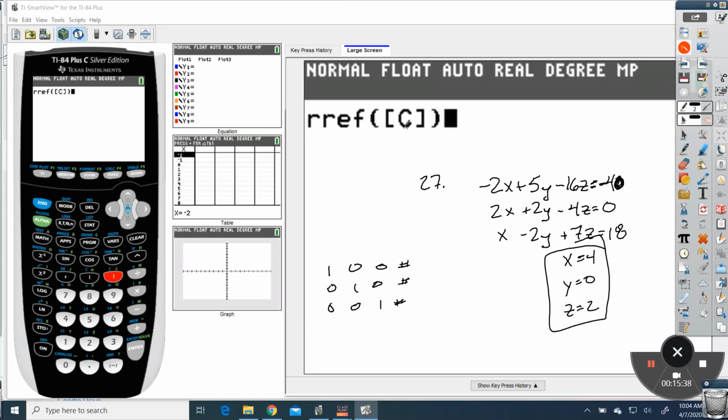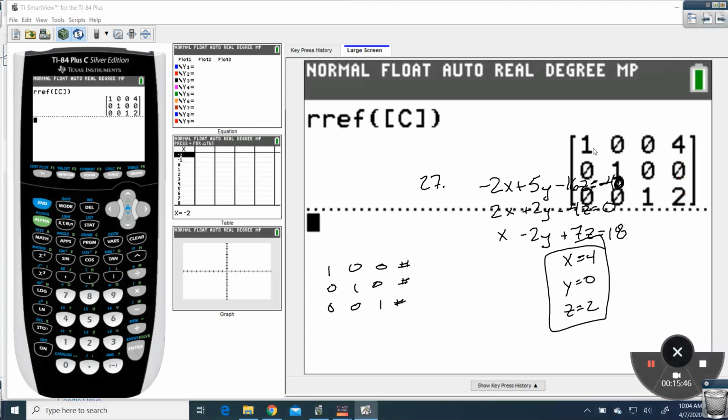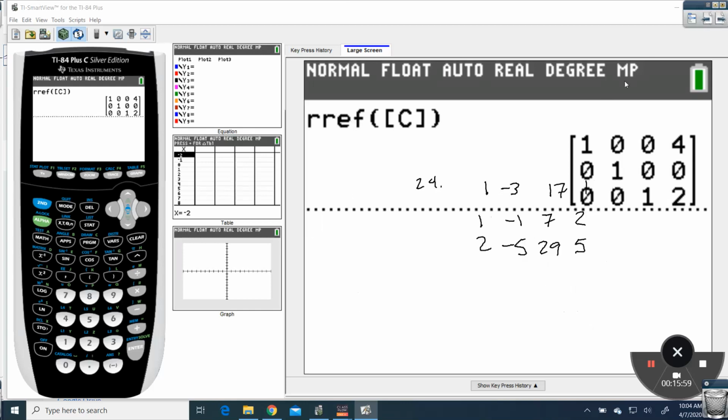Well, my calculator is going to do it all for me right here. So now that I've got the matrix C typed in, I hit enter, and there it is. There's reduced row echelon form: 1, 0, 0, 4, 0, 1, 0, 0, 0, 0, 1, 2. So either way, you can use your calculator. It'll do it for you, the reduced row echelon form or A negative 1 times B. Okay. So now here's the next question.